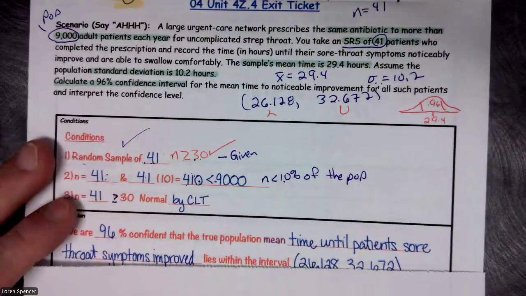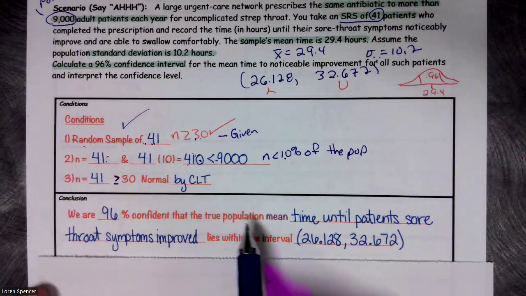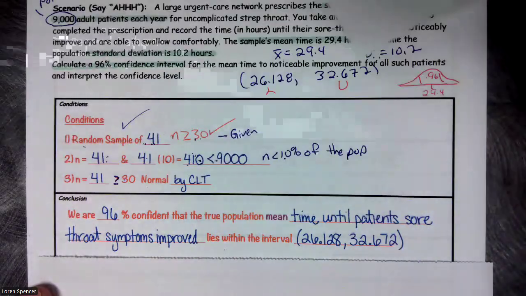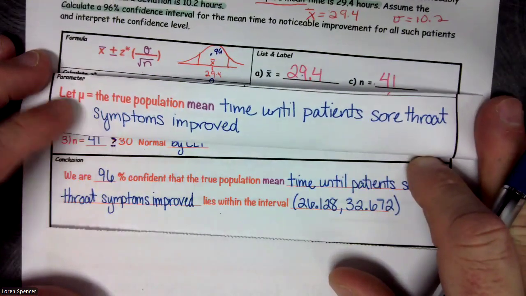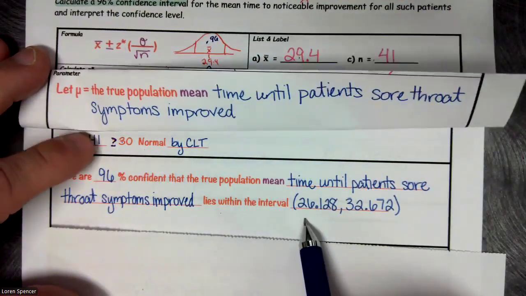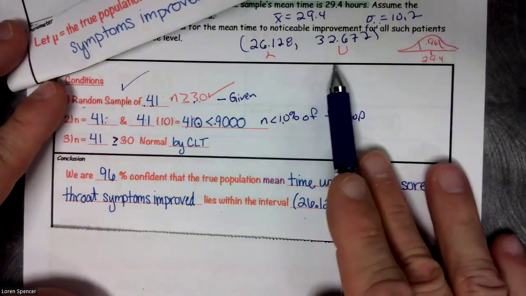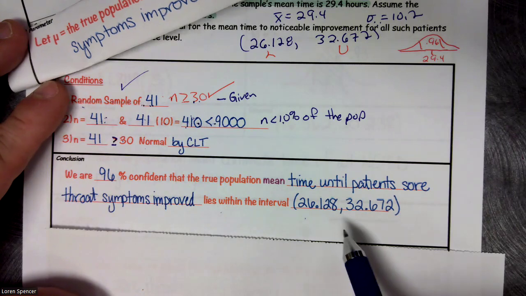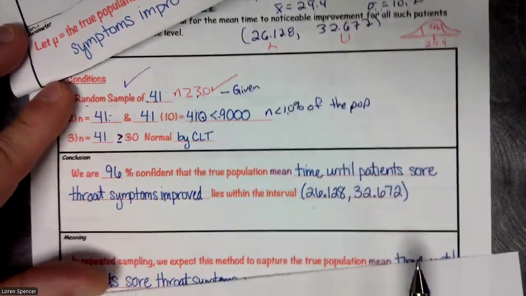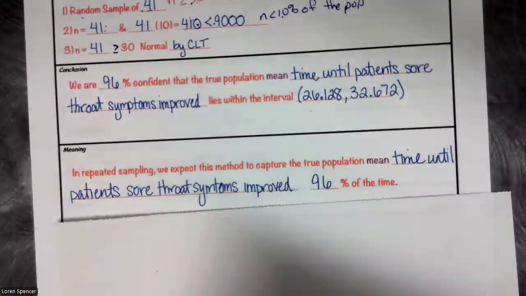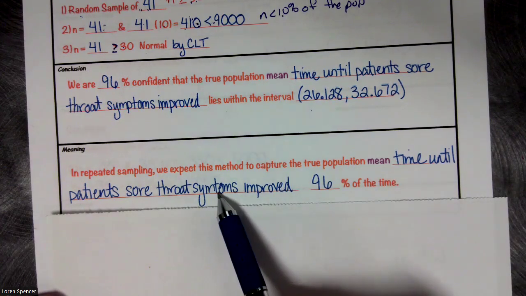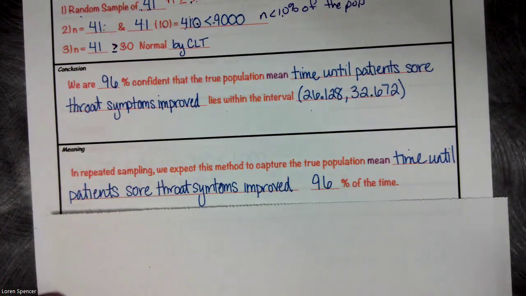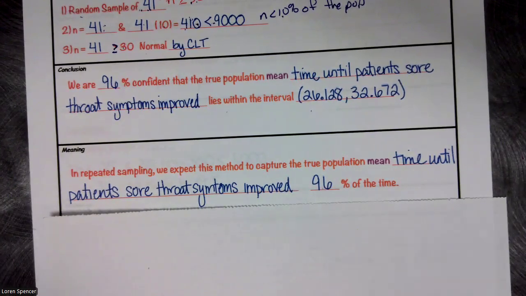All right. So how do we write this? Well, we are 96% confident the true population mean time until patient sore throat improved, and remember, we got that from our warm-up, lies within our interval of 26.128 and 32.672. And then what is the meaning of the confidence level? In repeated sampling, we expect this method to capture the true population mean time until patient sore throats improve 96% of the time.